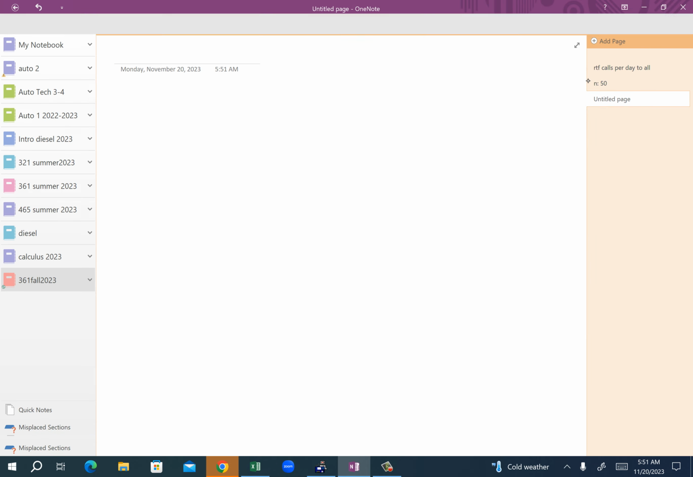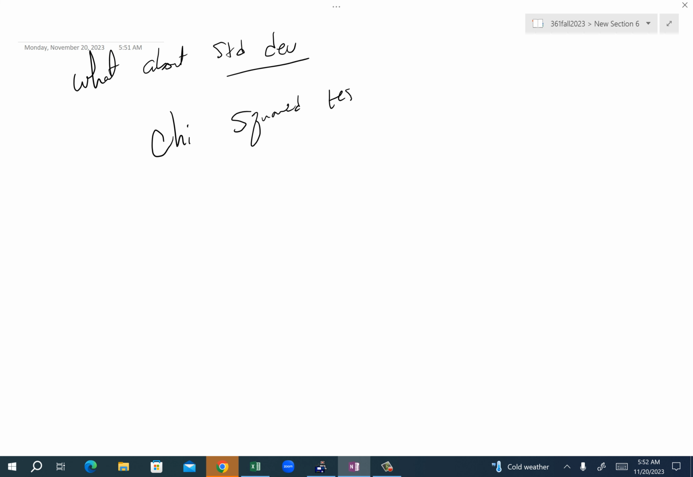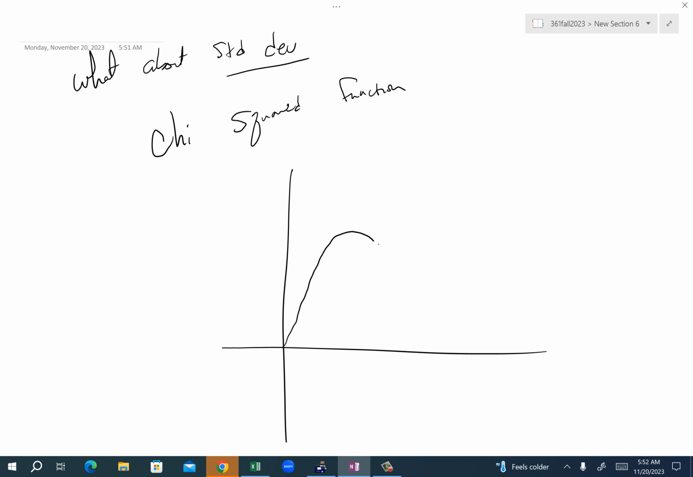All right. Now, today, what I want to focus on is, what about standard deviation? Is it the same? Same idea? Yes. Same exact process? Basically, but not quite. So we're going to introduce what's called the chi-squared test. Well, the chi-squared distribution, I should say. The chi-squared function. Let's do that first. And so just like a normal distribution, it has its own specific shape. But it changes shape based on n.